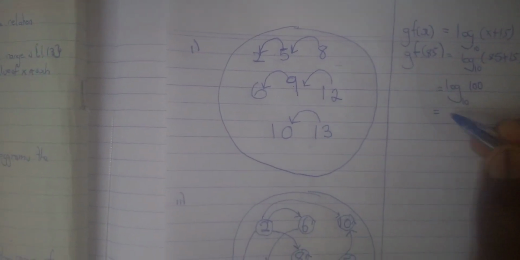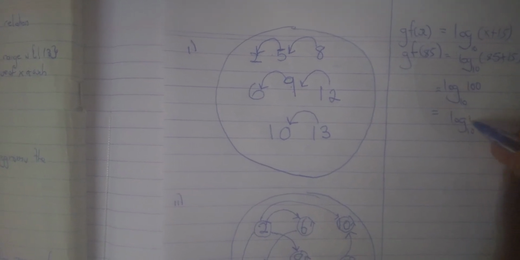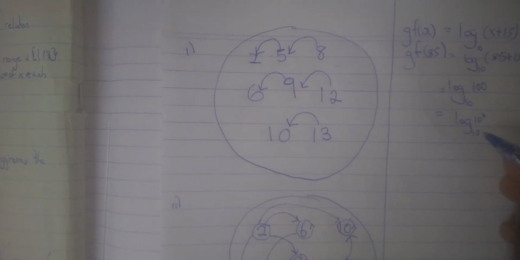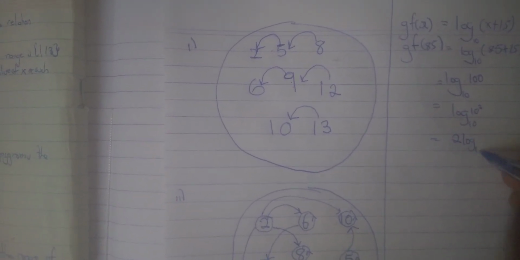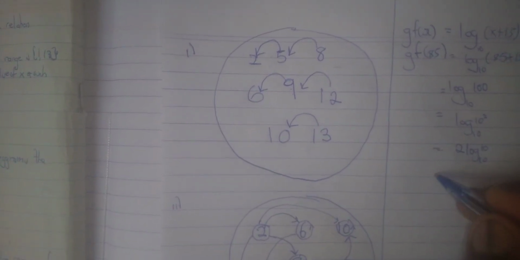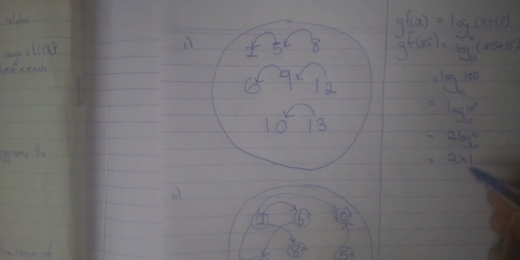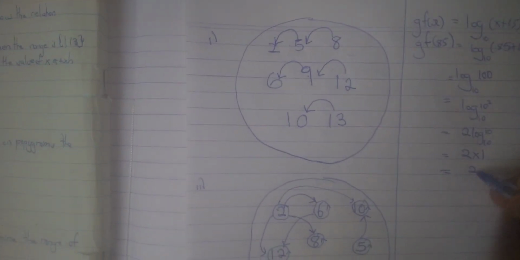But further we can simplify this as log 10 power 2, because 10 power 2 is 100. Then we can drop the 2 according to rules of logarithm. Then log 10 of 10 will give us 1, which will be 2 times 1, giving us 2. So that is the final answer we are having for that case.